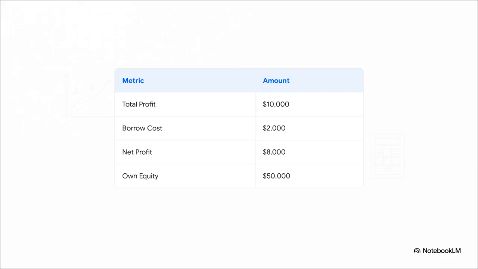To find your return, you divide that $8,000 net profit by your initial $50,000 equity. The result? A 16% return. So a standard 10% market return got transformed into a 16% leveraged return just because you borrowed money cheaper than what the investment actually earned.